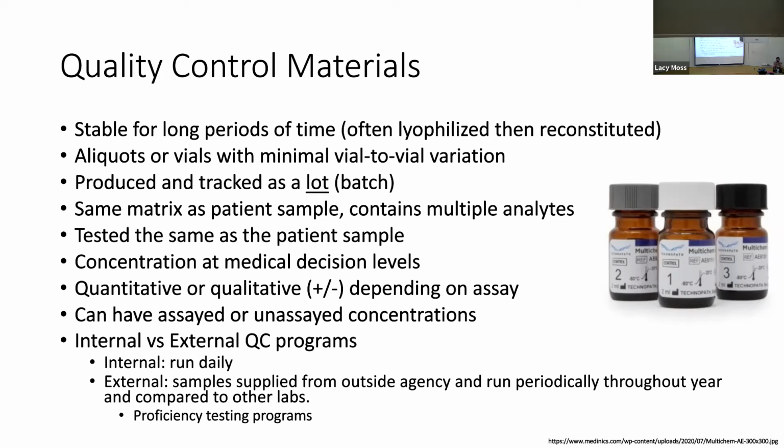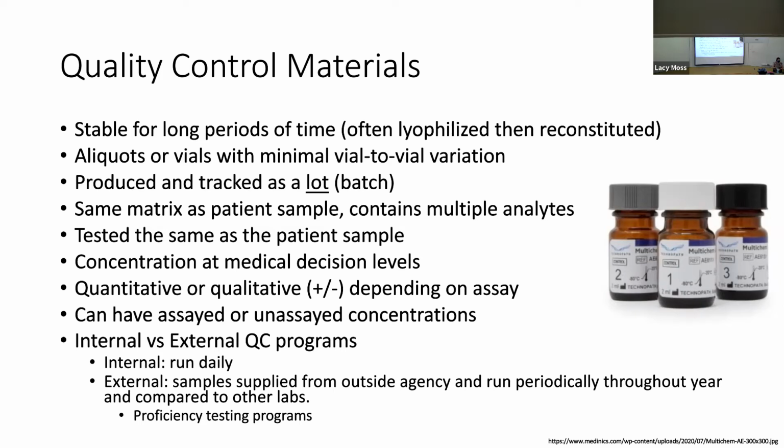Urine, you look at urine. You just want to keep apples to apples as much as possible. You test it at the same time or before the patient sample. And then you make these concentrations usually at medical decision levels, because that's where you want to be most accurate. They can be quantitative, meaning you assign it a number, or qualitative, meaning it's just a yes or a no, positive or a negative, depending on the assay.